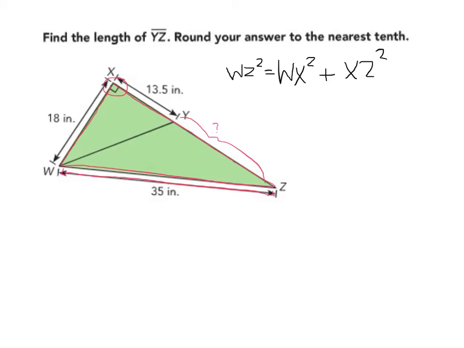So we know that WZ, which I indicated earlier, is 35 inches. And we will square that. And WX is 18 inches squared. But we still don't know XZ. So let's square each of those. So 35 squared is 1,225. 18 squared is 324.